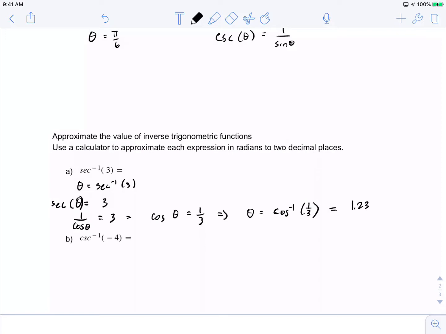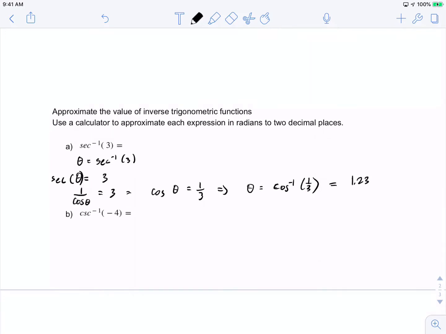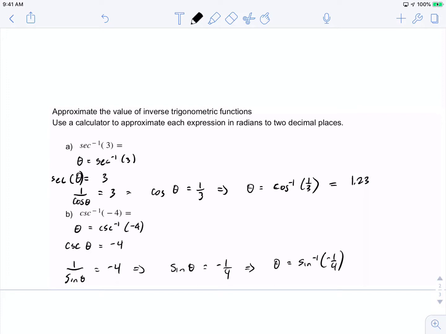We don't have on our calculators, unfortunately, secant inverse and cosecant inverse, so we have to convert those to cosine and sine respectively. In our next example, we'll do the same thing. We're going to let theta equal cosecant inverse of -4. So cosecant theta is equal to -4. We know that's the same as 1 over sine theta equal to -4, and that sine theta would then be -1/4. That would then become, theta would need to be sine inverse of -1/4. And when we plug that into the calculator, we're going to get negative 0.25.